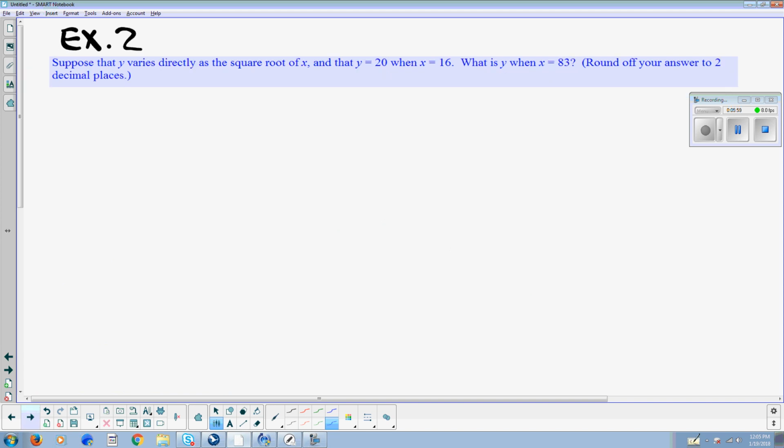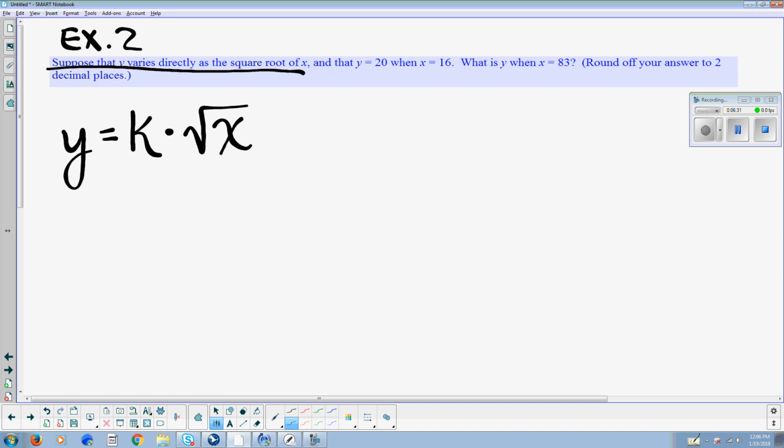And example 2. Suppose that y varies directly as the square root of x and that y equals 20 when x is 16. What is y when x equals 83? So again, we're going to go through these 3 steps. Step 1, come up with the formula. That is described at the very beginning of the problem. Y varies directly. Varying directly is going to mean k times something. So k multiplied by the square root of x.